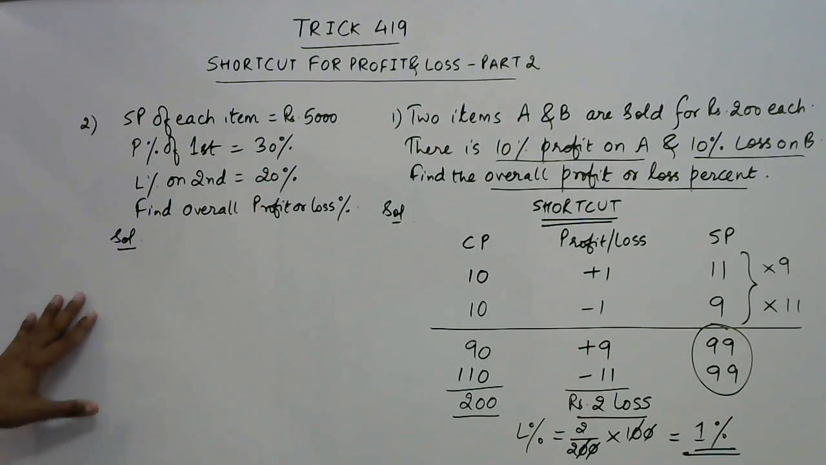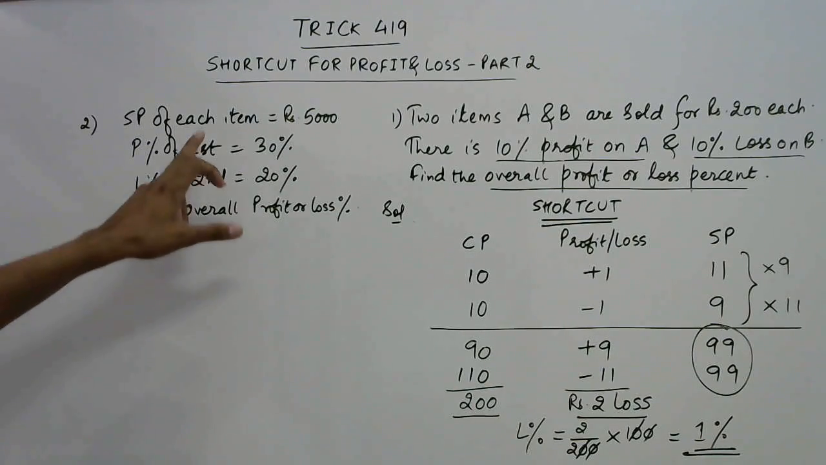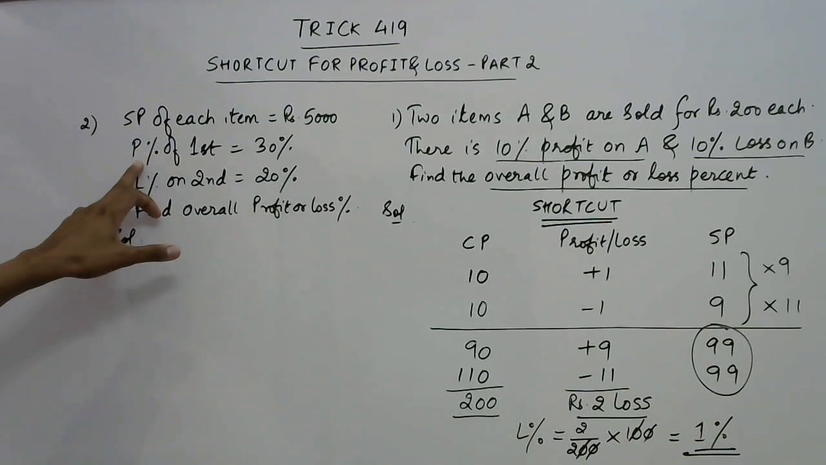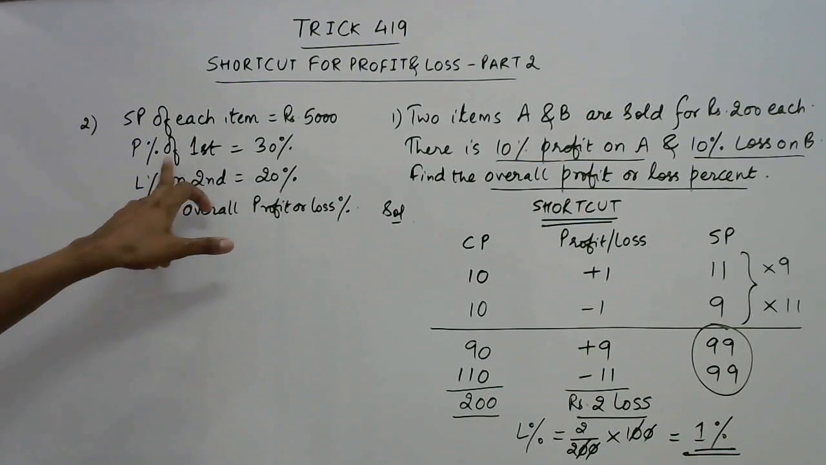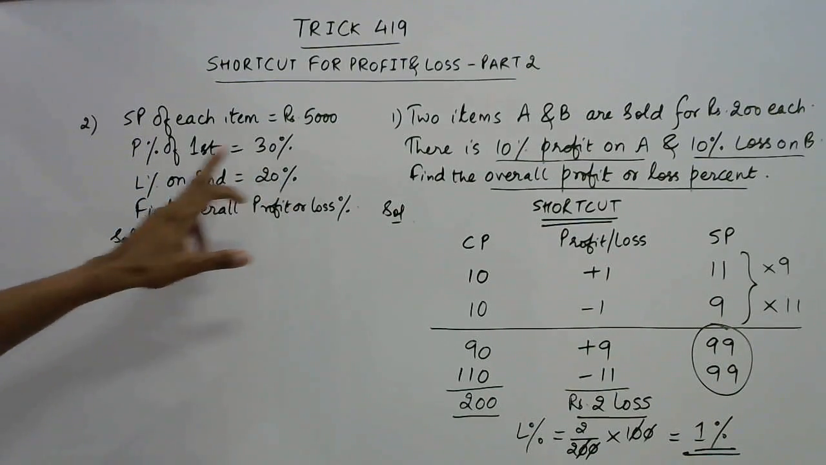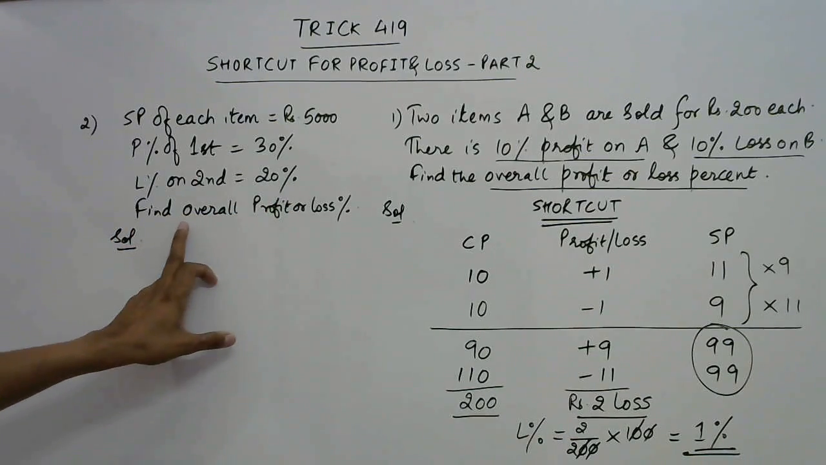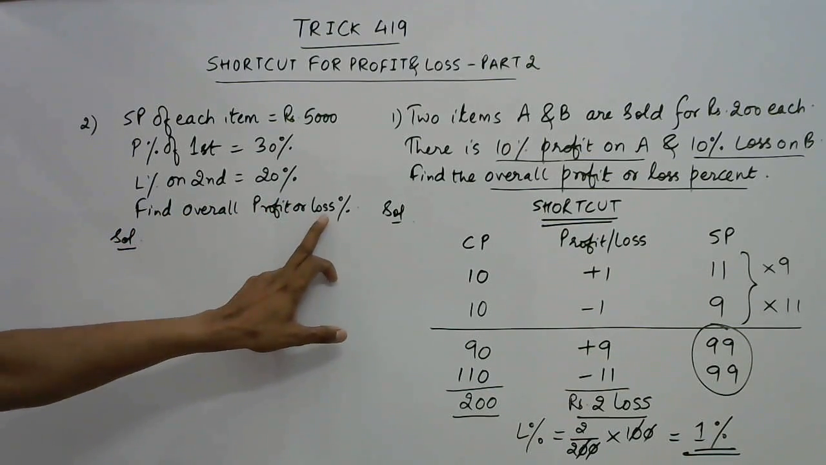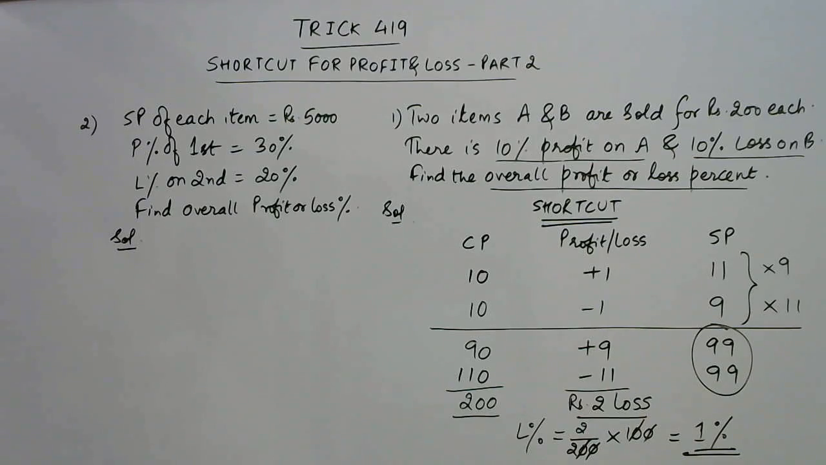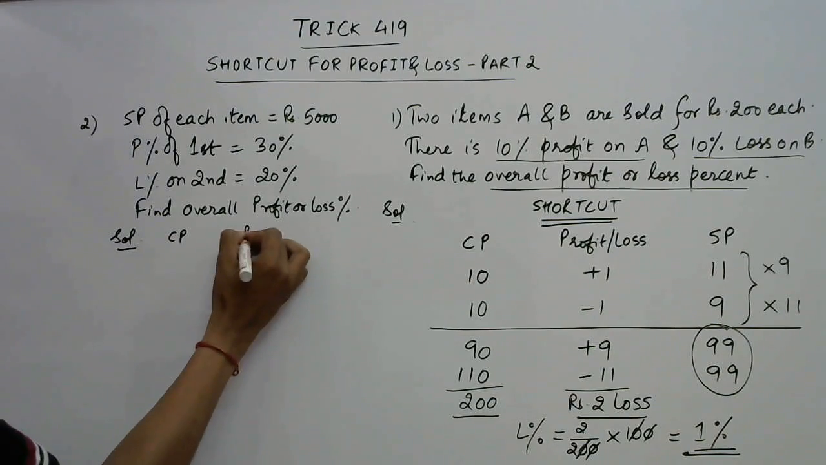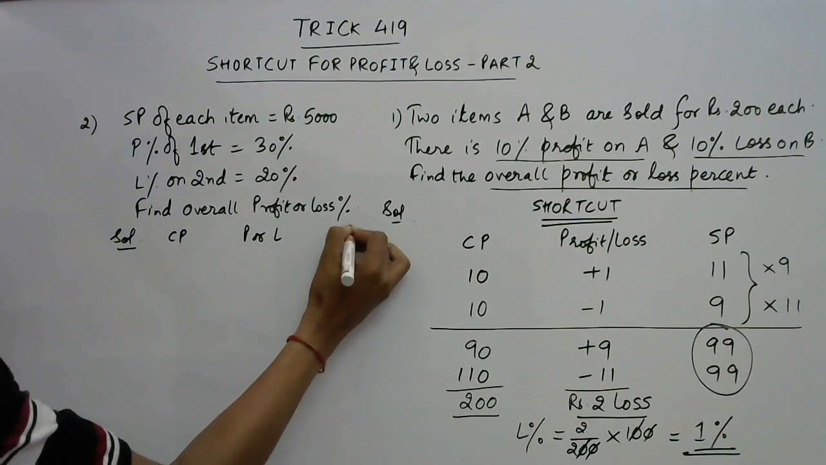See, here I have changed the quantities. Now the selling price of each item is rupees 5,000. We have profit percent of the first item as 30% and loss percent on the second as 20%. So we need to find the overall profit or loss percent. So let's draw the table again, the same kind of table which we drew. So CP, profit or loss, and SP.